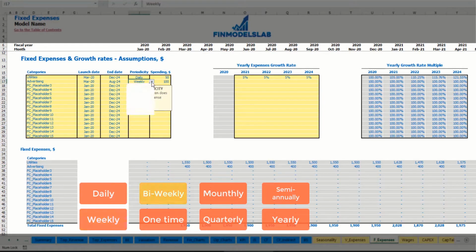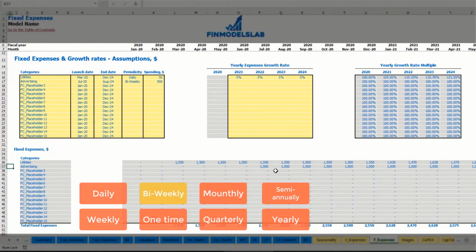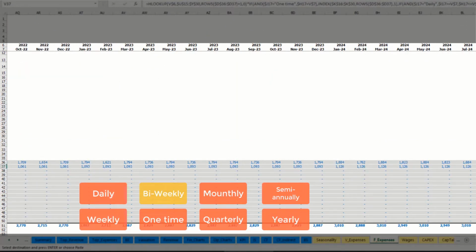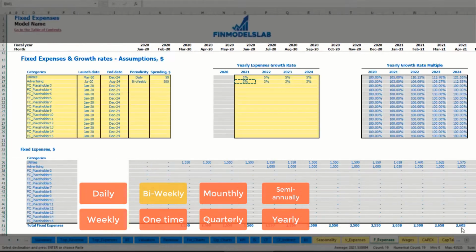And that's it. Another option is bi-weekly, for example, $500. You can start from July, for example, and you'll have 2 bi-weekly payments within the month, $500 multiplied by 2, so you have $1,000 per month. Again, you can input some growth rate and you will see that your advertising expenses will grow year over year till August 24, which is the last date of this expense type.